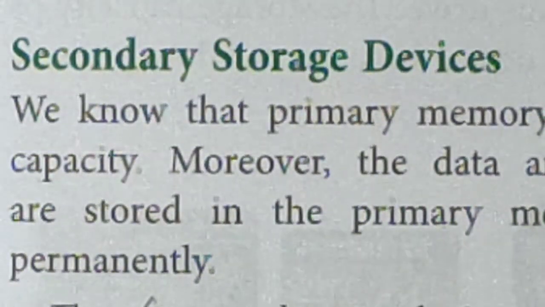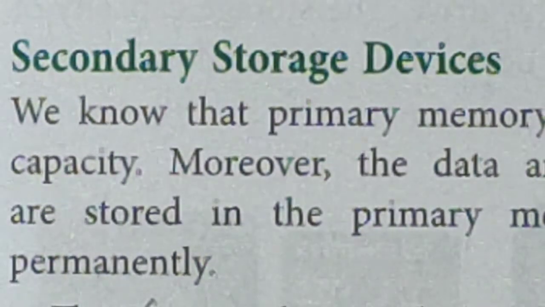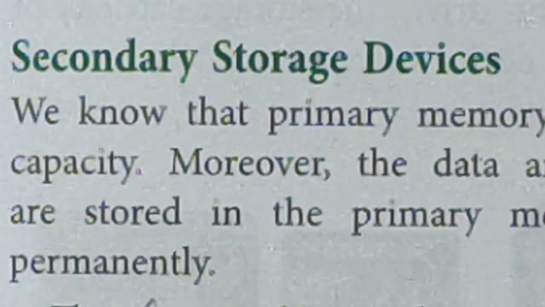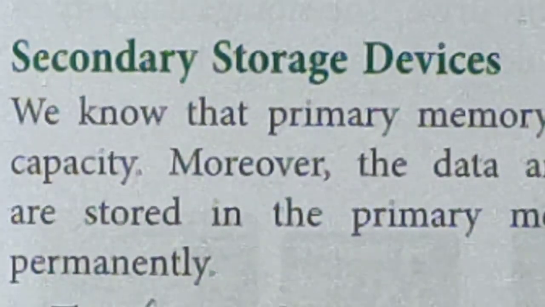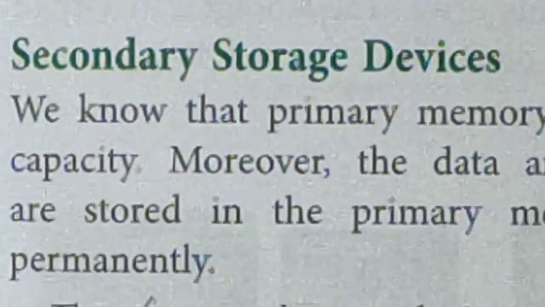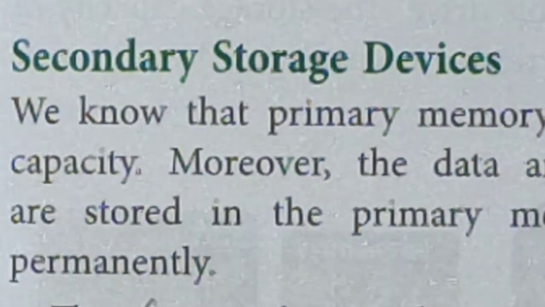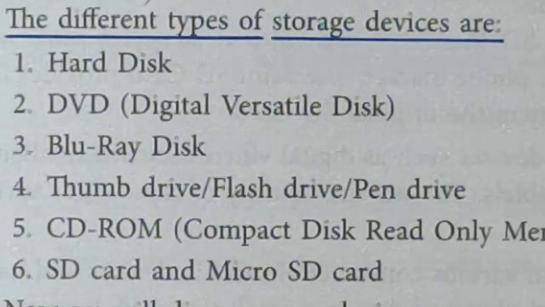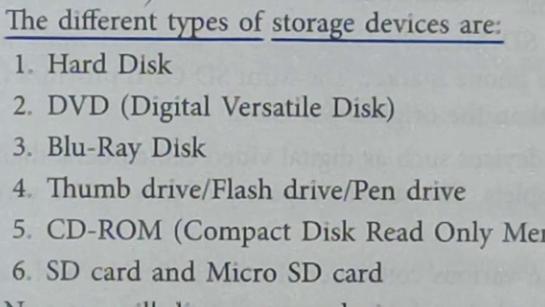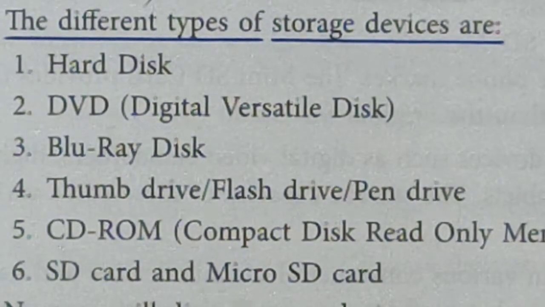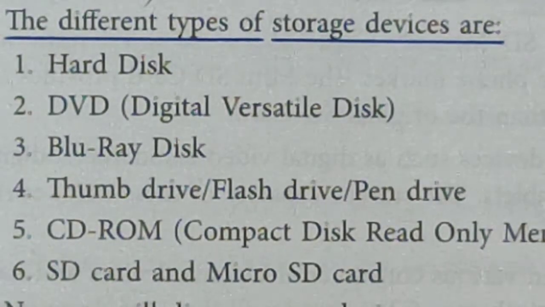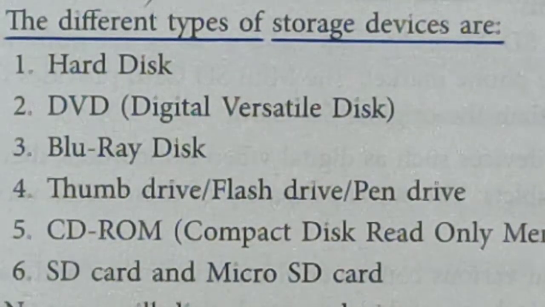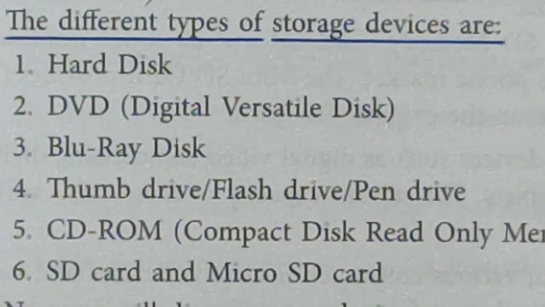Secondary storage devices. We need some devices where we can store data or instructions permanently for future use. These devices are known as secondary storage devices or storage media. The different types of storage devices are hard disk, DVD, Blu-ray disc, thumb drive, CD-ROM, SD card and micro SD card.